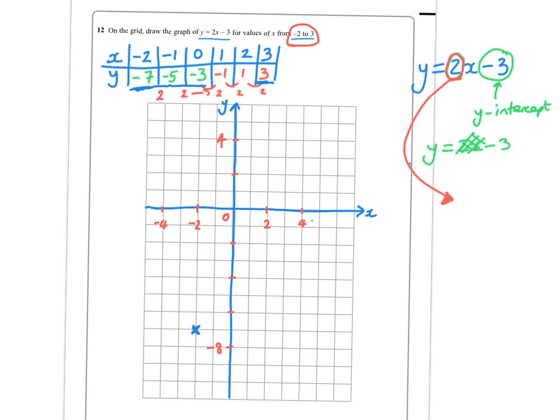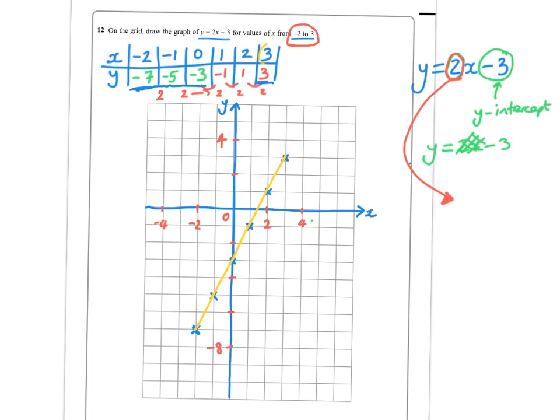There. And then -1, -5, 2, 4, 5. And then 0, -3. And then 1, -1. And then 2, 1. And then 3, 3. Okay, so what I would then do is I'd then link these up here. So if I can get this right. Okay, not perfectly straight, but that's what I would do.